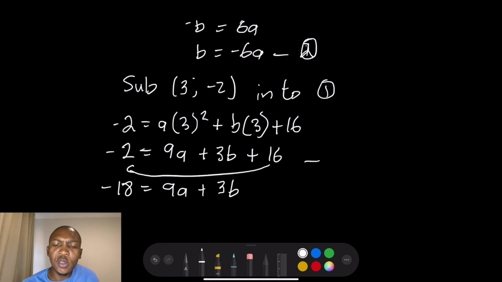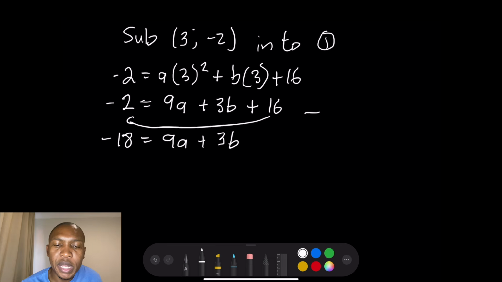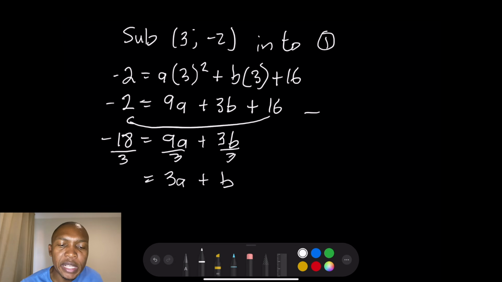If you note there, you can actually simplify it further by dividing by 3. Of course, it will make things much, much easier. So in fact, let's do exactly that. Divide every term by 3. But remember, what I do on the left, I have to do on the right. So in this case, I'm going to have 3a plus b. Remember, 18 divided by 3 will give us 6.